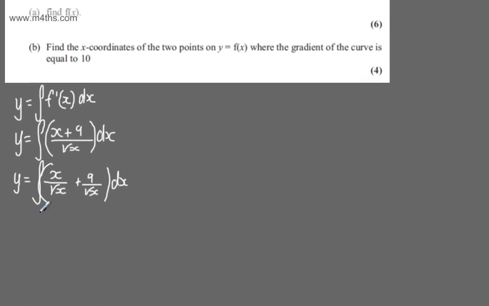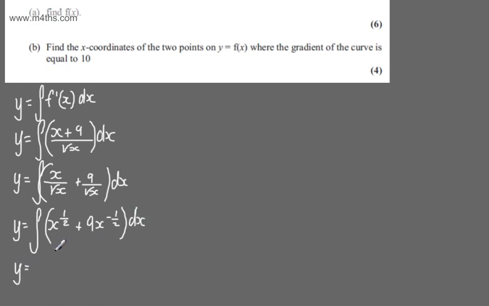At this stage, I'm going to use the rules of indices. x to the half is root x, or root x is x to the half. So x over x to the half is going to give us now x to the half. We've got 9 over root x, so this will be plus 9x to the minus 1/2. So that's what we're integrating, with respect to x.